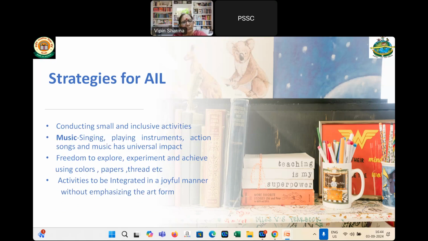Music has universal impact. Music that lifts our heart in one breath to heaven. Oh my God, the impact of music. Freedom to explore, experiment, achieve using colors, paper, whatever. See, these are some strategies I'm planning to give you. See, it is not the end of everything. This is just a beginning I have tried to make, okay? Activities to be integrated in a joyful manner without emphasizing the art form. Group activities can be for weak children.